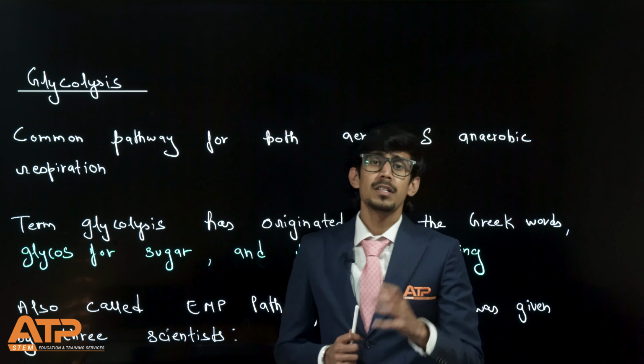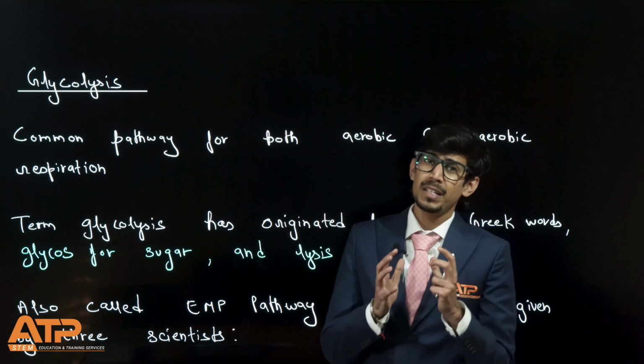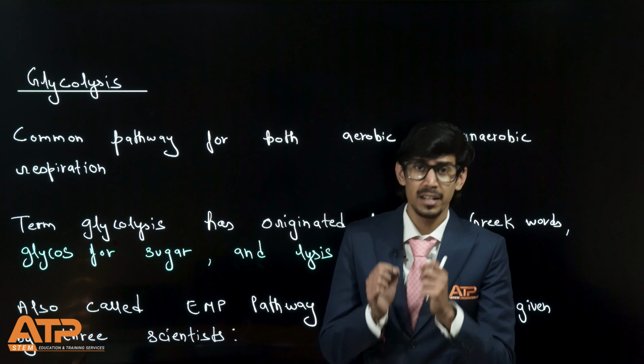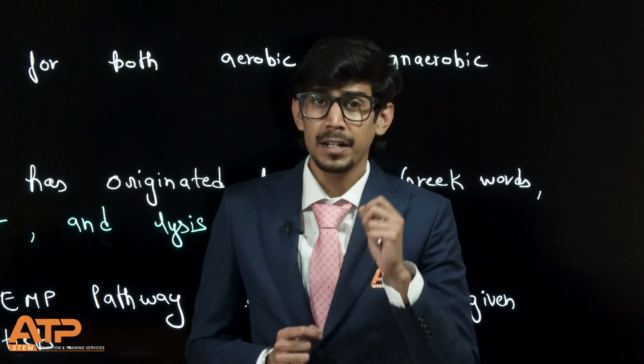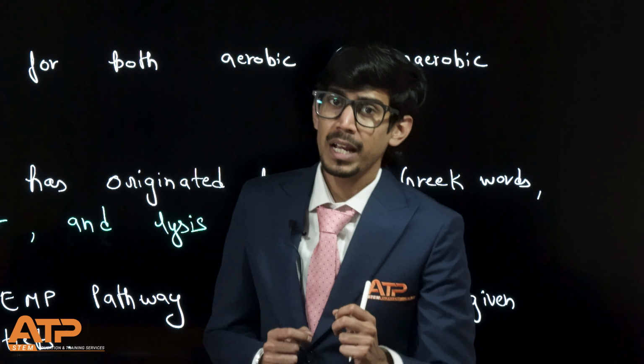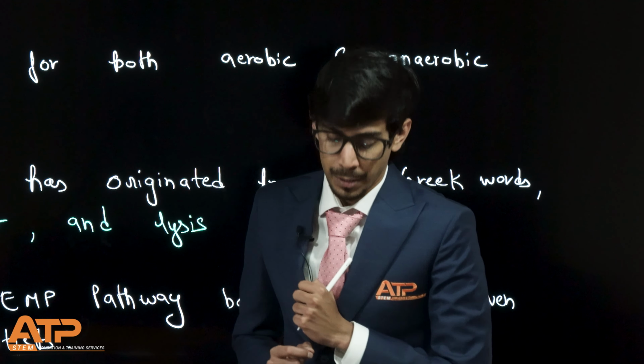Okay, so now let's start with what is glycolysis. Like I told you in my previous video, glycolysis takes place in the cytoplasm. It does not require oxygen and it is a common pathway for both aerobic and anaerobic respiration, right?